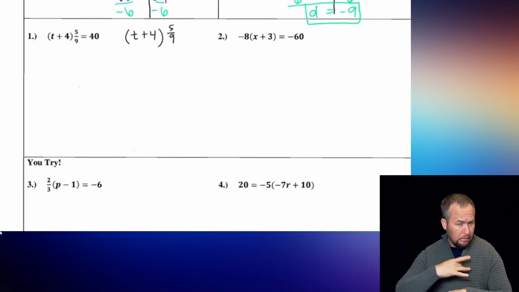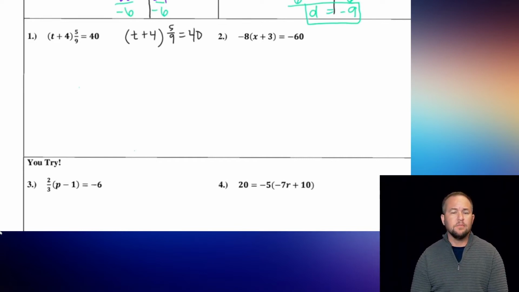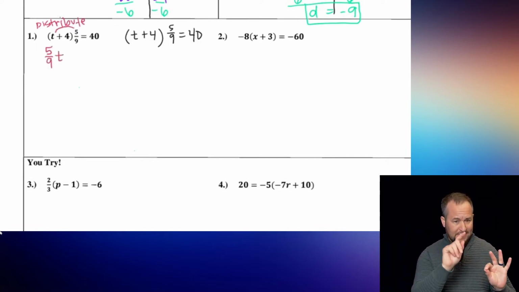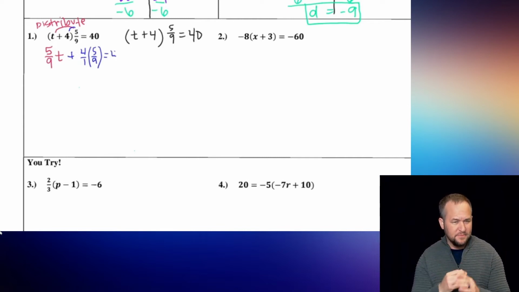So I got 5/9 times (t plus 4) equals 40. Okay, so I'm going to show this side, I'm going to show the distribute. So when we distribute, we're going to distribute the 5/9 to the t. So I got 5/9 t. Hate using the variable t. Then right here, you're also going to distribute here. So then plus 4/1 times 5/9. You see how dicey we're about to get? And that whole thing equals 40.